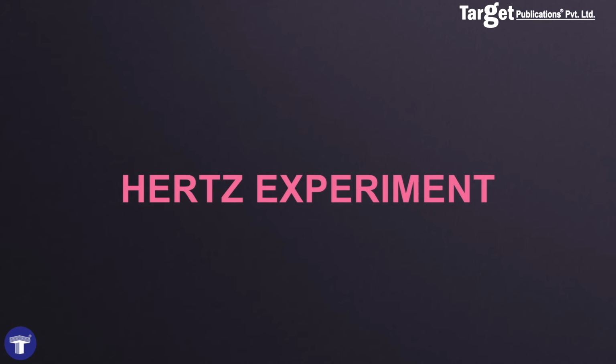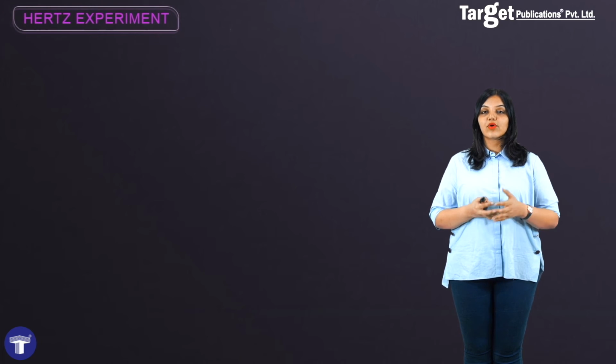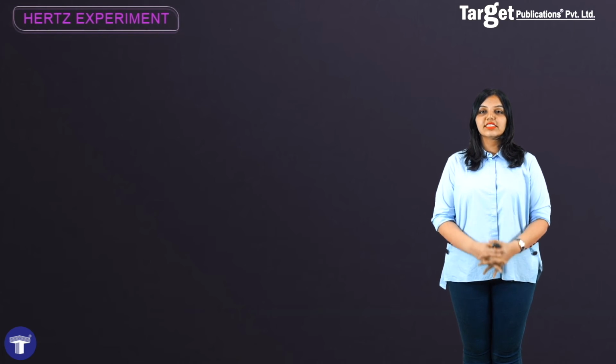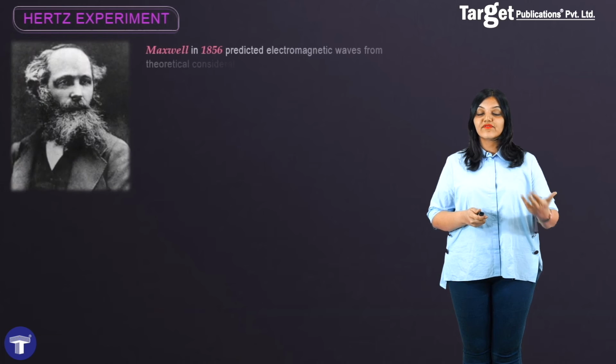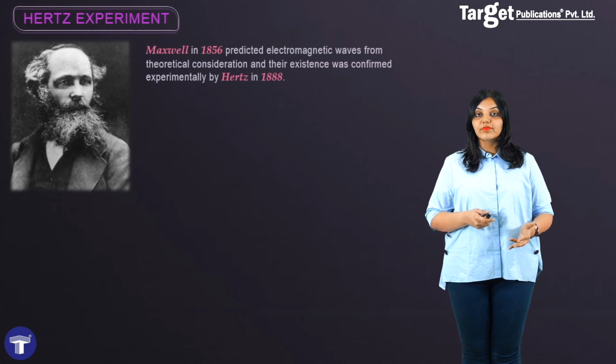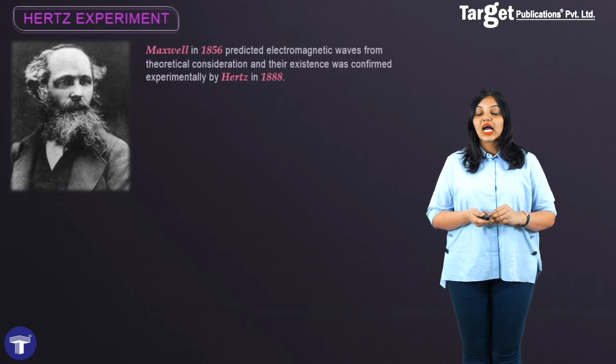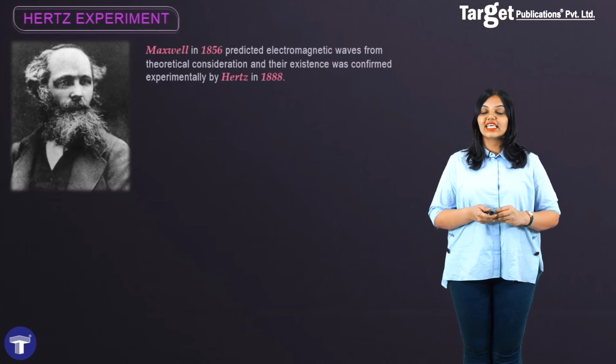At this point, it is important to note that although Maxwell predicted the existence of electromagnetic waves in 1856, it would be many years before their existence was confirmed. Many people tried to produce electromagnetic waves but failed until Hertz came along in 1888 and proved their existence experimentally.